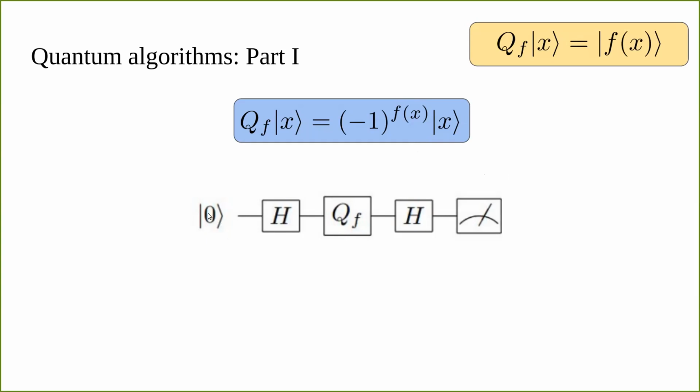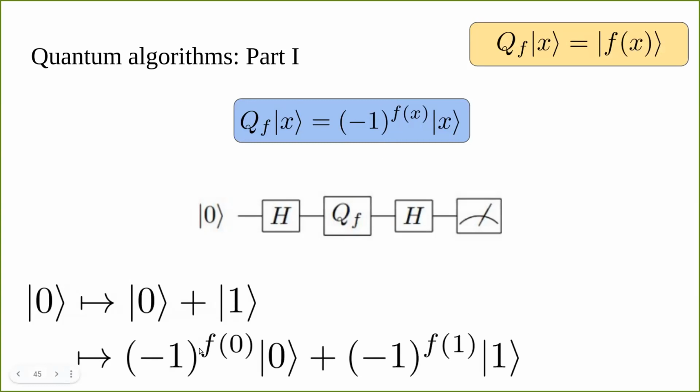We start in the 0 state, as we always do, and then I apply a Hadamard gate. The Hadamard gate takes the 0 state to 0 plus 1, and I'm going to omit the normalization factor just for ease of notation. And then after the Hadamard gate, we apply the query, and this is the phase query, so it'll take 0 and do -1 to the f of 0 plus -1 to the f of 1 on the 1 state.